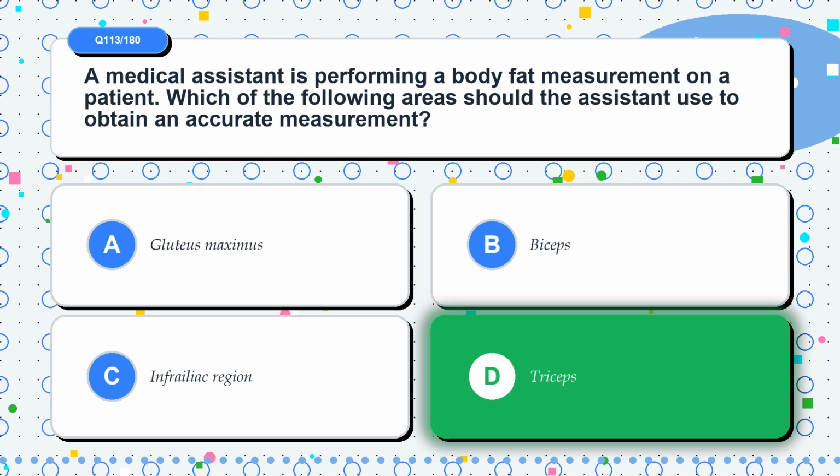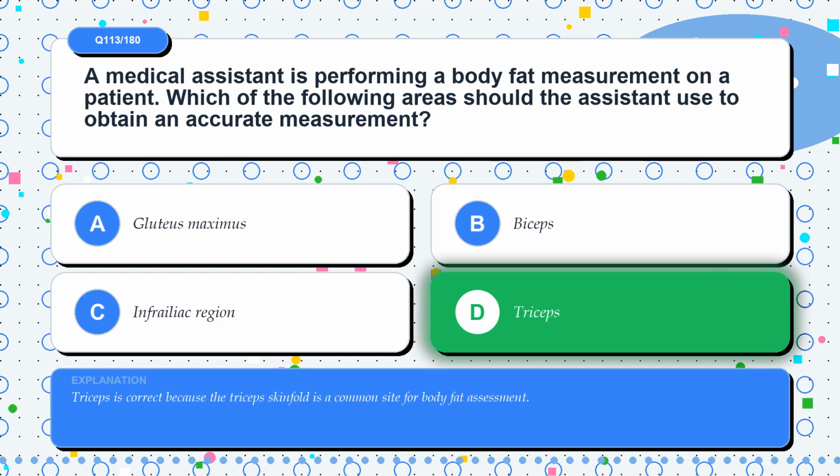The correct answer is option D. Triceps. Triceps is correct because the triceps skin fold is a common site for body fat assessment.